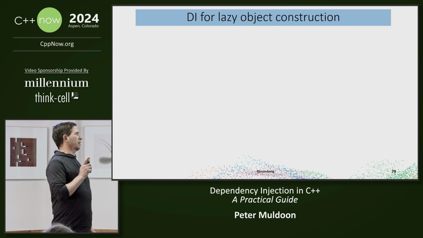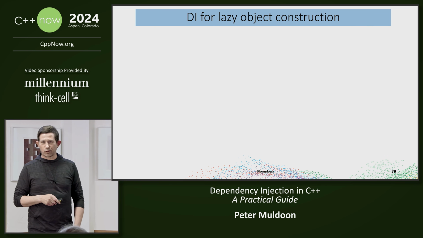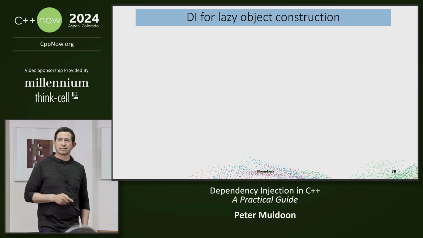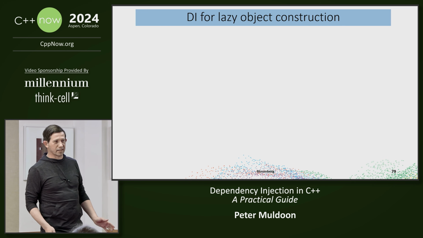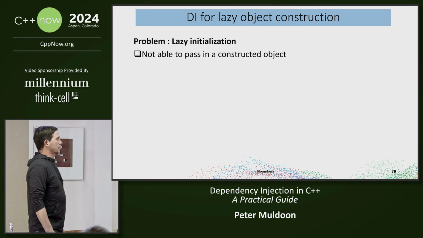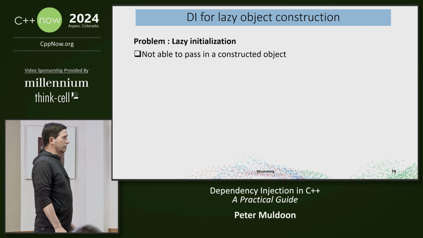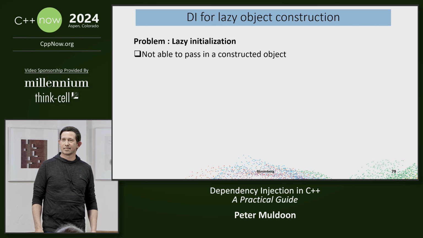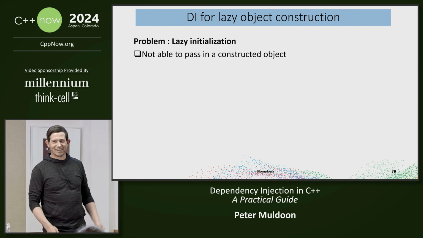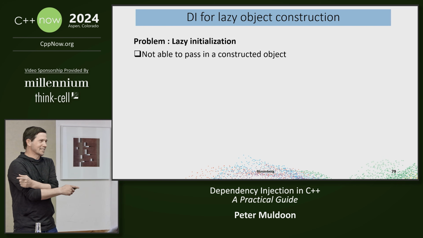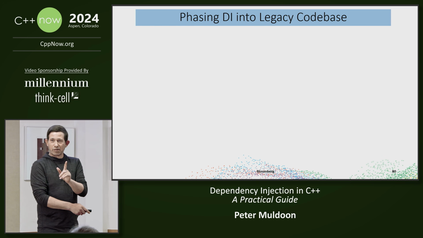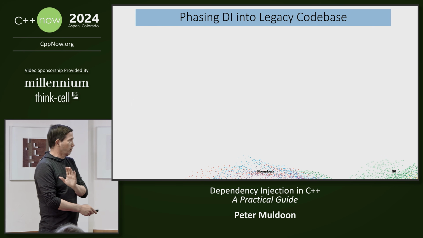What about dependency injection for lazy object initialization? All right, this is a real case I came across. For lazy initialization, you're not able to pass in a constructed object, right? The two things are going in opposite directions. And this is a real thing that I went through.